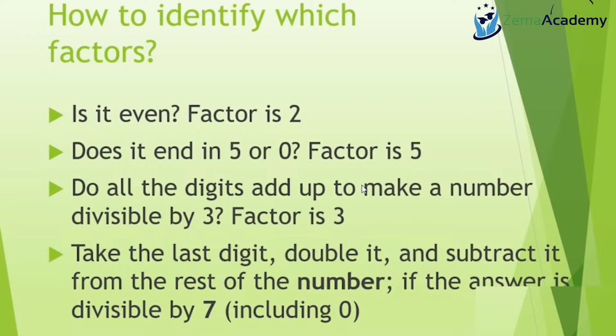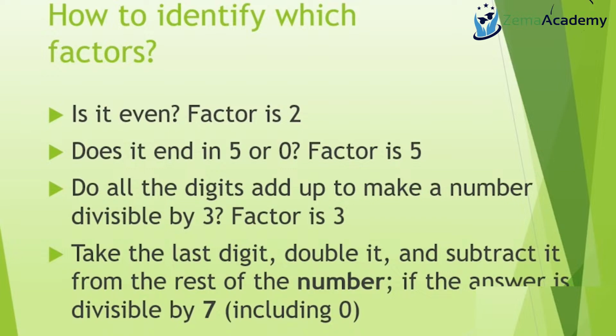So, there are some tricks to working out which factor you can divide into those numbers. The first thing I said: is it even? If it's an even number, you can divide it by 2. That's an easy one. The second, if it ends in a 5 or a 0, you can divide it by 5. So 5 is definitely a factor. The third rule is, do all the individual digits in the number, when you add them up, make a number that's divisible by 3? If that's true, then the factor is 3.